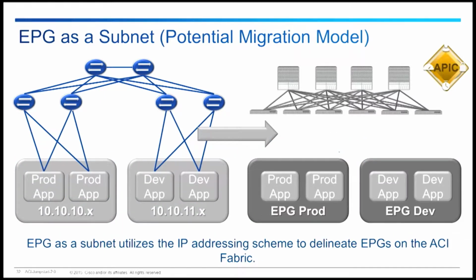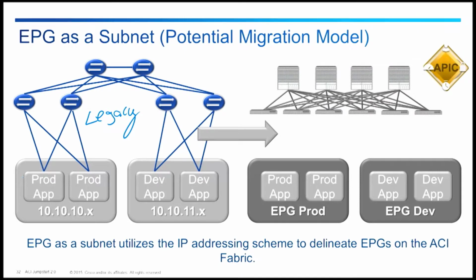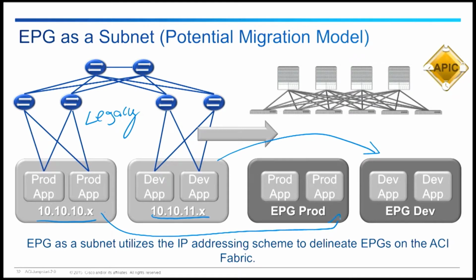Now, if that doesn't work, another option you have is you can map to an EPG by a subnet. So if I have my legacy network over here, let's just make sure we clarify this is all legacy. And I may have all my production applications using this specific subnet, 10.10.10. And I may have all my development applications using 10.10.11. And again, these become a simple mapping. I can say all the endpoints mapped from that IP subnet go into development, and all the guys from this subnet come into my production EPG.